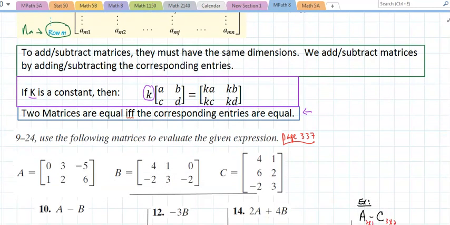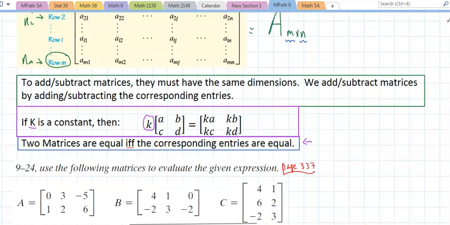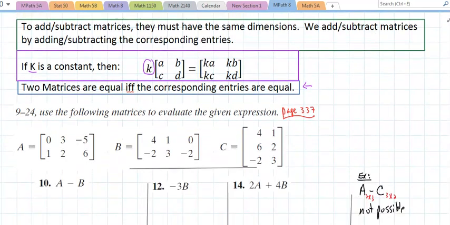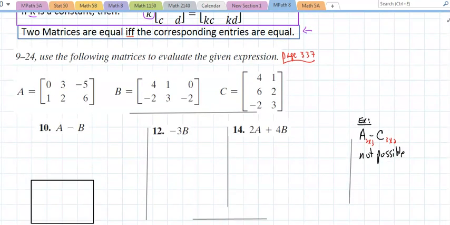Let me look at some examples. So we're looking at these matrices right there. We have A. A is a 2 by 3. B is a 2 by 3. And C is a 3 by 2. So if I was to look at taking A minus B, well, you want to put them in order.